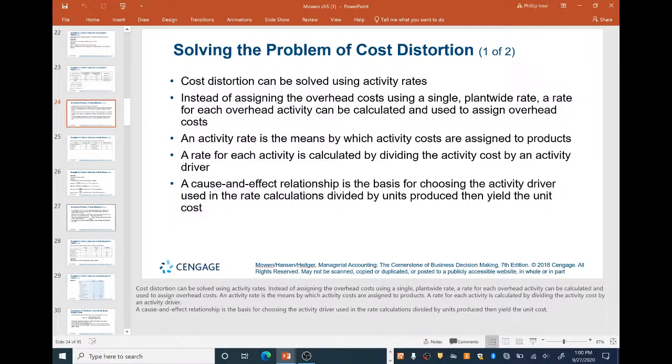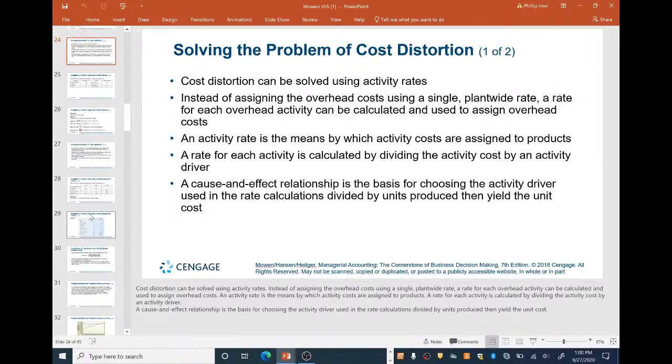Okay, solving the problem of cost distortion. Cost distortion can be solved using activity rates. Activity rates can be used as a helpful means of trying to reduce or eliminate the cost distortion. Instead of assigning the overhead cost using a single plant-wide rate, a rate for each overhead activity should be used to calculate the assigned overhead costs. The activity rate is going to be the means by which activity costs are assigned to the actual products. The rate for each activity is calculated by dividing the activity cost by an activity driver.